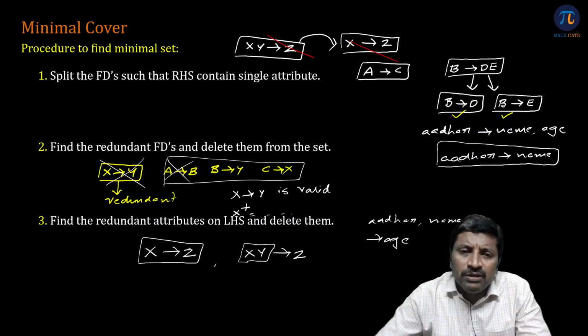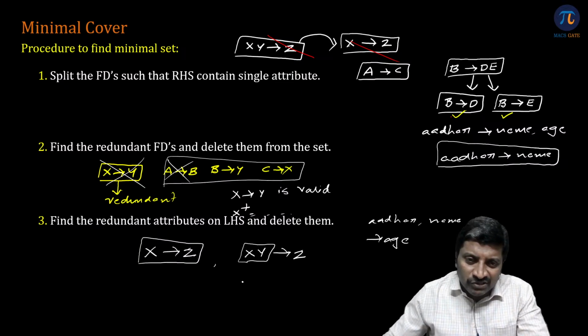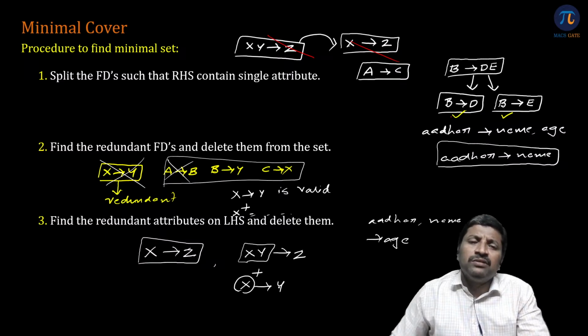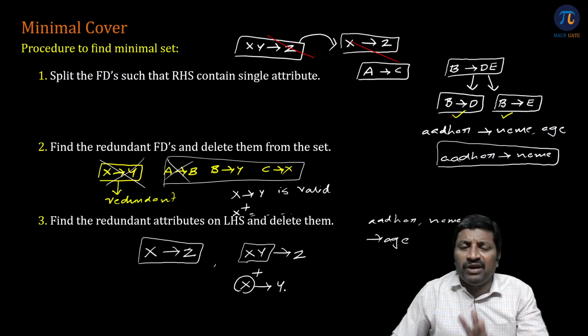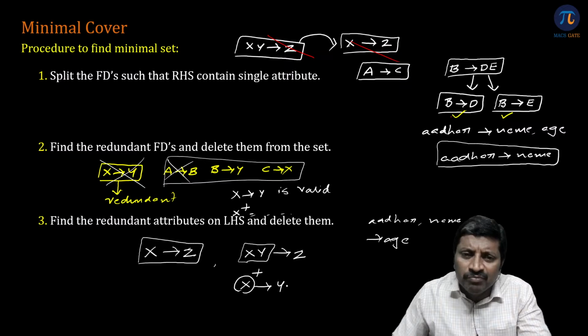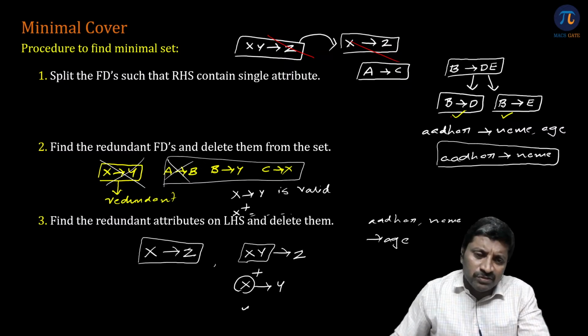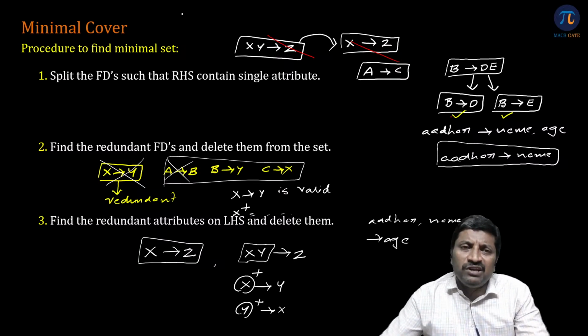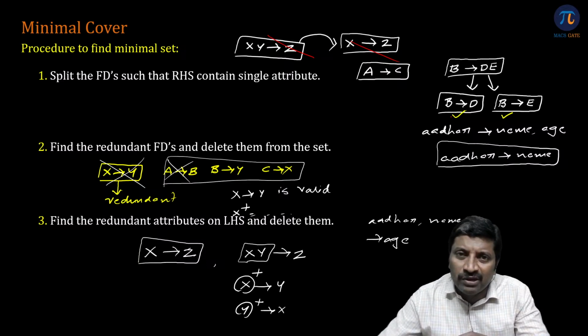We don't know, sir. So then what I do is, first I find the closure of x. If this contains y, what does it mean? By using x, I can get the value of y. Then why mention it separately? I will delete it. Suppose the closure of y got x, then x is not mandatory, right? So whenever the closure of one attribute contains the remaining, why mention them on LHS? It's not needed.